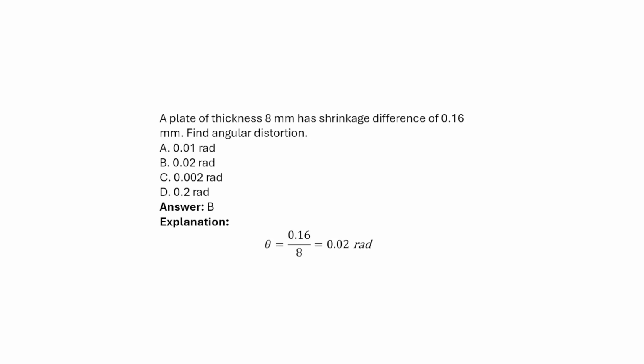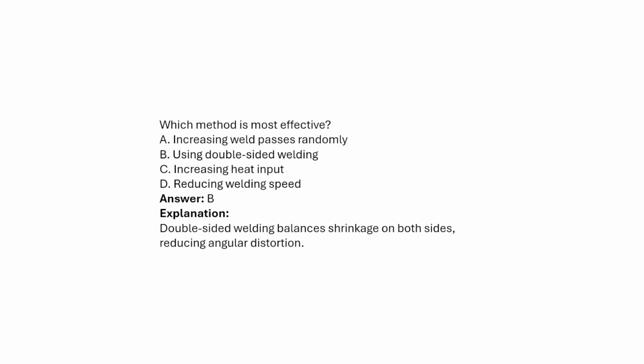A larger weld size means more heat input, which results in more shrinkage, and that will give more angular distortion. A plate of thickness 8 mm has a shrinkage difference of 0.16 mm. Find the angular distortion. We can find it by the shrinkage difference divided by plate thickness.